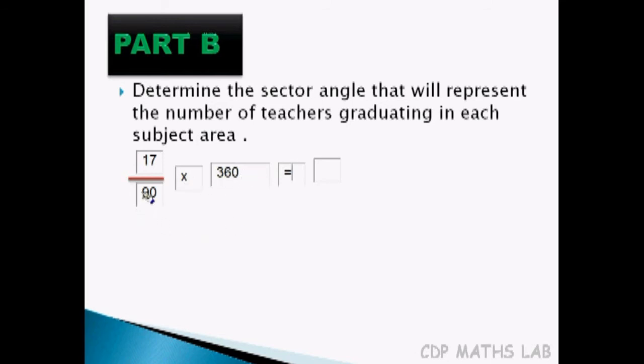So therefore, you can simply divide 360 by 90, and then you'll get what? 4. Then you use 4 to multiply by 17, and your answer will be equal to 68 degrees. Now I'm going to ask you to do the same for English, physics, chemistry, and history.